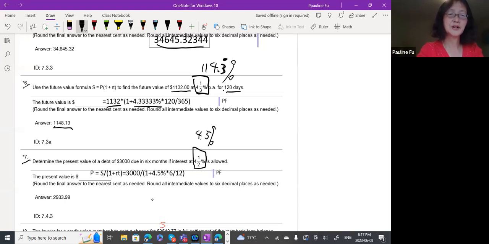So you use formula. P equal to S over bracket 1 plus RT. S is 3,000. S is future value. S 3,000. Then 1 plus R 4.5%. And it is 6 months. So 6 divided by 12 to convert the unit T to year. And final answer, you get $2,933.99.